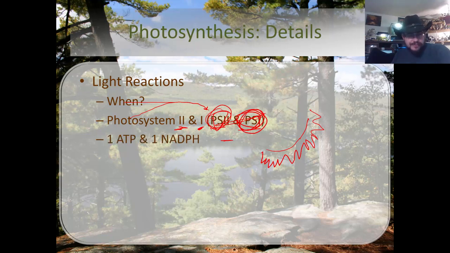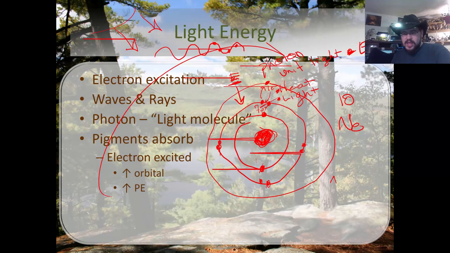Anyway, moving on. The products of the light reactions are 1 ATP. You'll note that remembering that photosynthesis is endergonic, we'll need energy. So there's our energy source. And 1 NADPH. You'll remember from cellular respiration, NAD was a molecule that could get reduced into NADH. Whoa, hey, come on now.